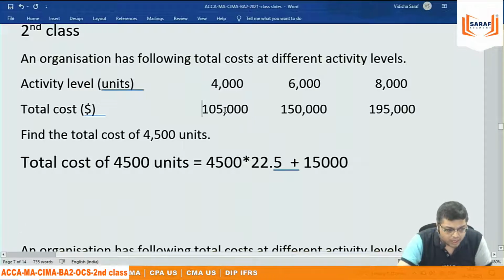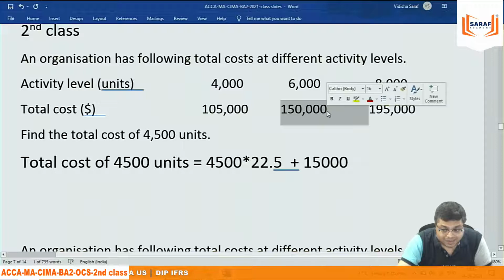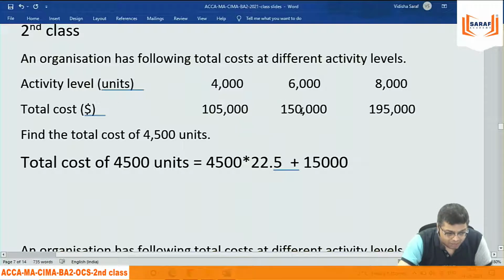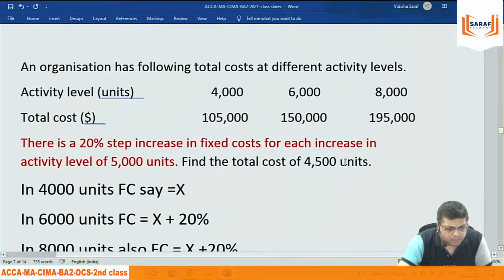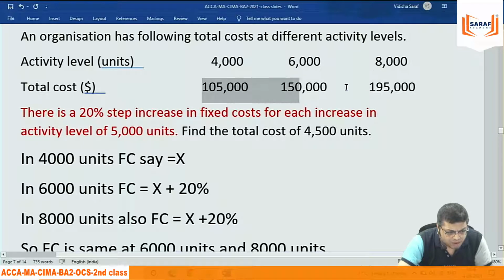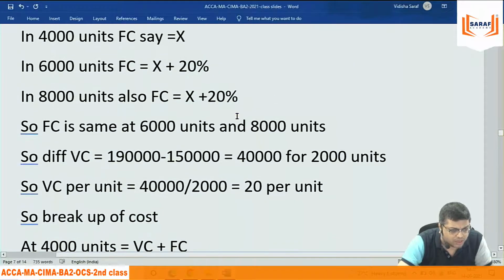How can you do it? If at two different levels the fixed cost is same. In 1 lakh 5 and 1 lakh 50, here the fixed cost is same. So I can do any level, 45 by 2, any level, I will get 22.5, and then the fixed cost balance is 15,000. But if the question says that the fixed cost is not same at all the levels, I can't take the difference in cost by difference in units from any level as variable, because that is not variable. Fixed cost is same at 6,000 and 8,000 units, so the difference in cost is variable here. So here I can do 1 lakh 90 minus 150, 40,000 by 2,000, variable per unit.